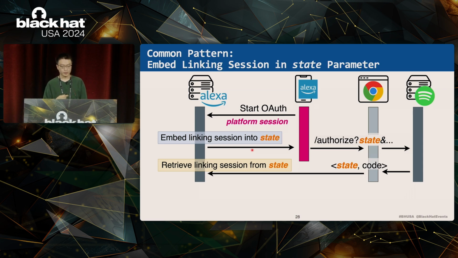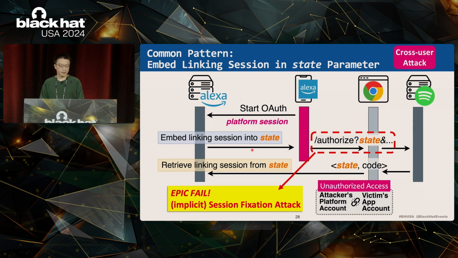The implementation we observe in practice for this case is to reuse the state parameter in OAuth to embed the platform session. By design, the state parameter is for memorizing any custom information through the OAuth flow, so it is a natural choice for platform developers to save the session inside it. This time, although it's not very obvious, it is once again vulnerable to session fixation. The attacker can just send the authorized URL circled in the diagram to the victim and let the victim finish all the OAuth steps. And then, again, the attacker's platform account can get unauthorized control of the victim's app.